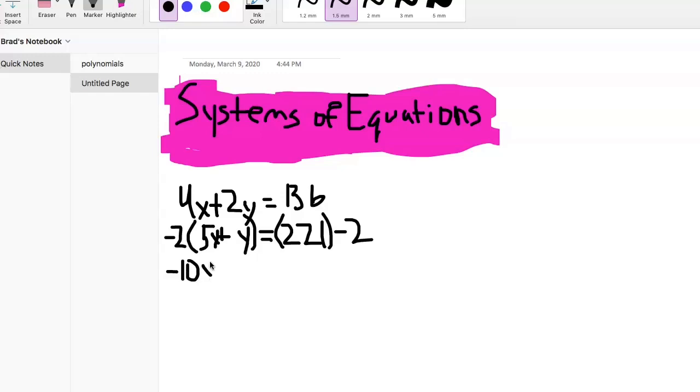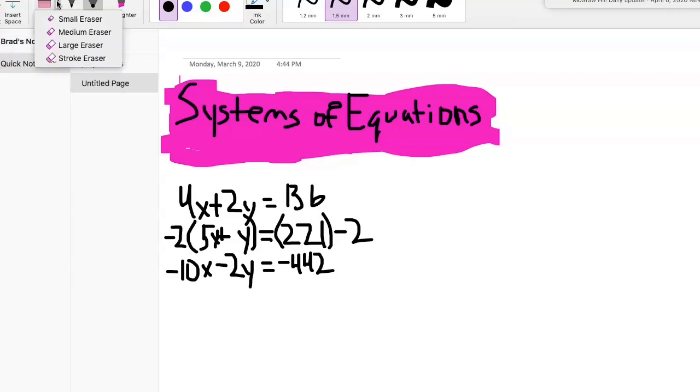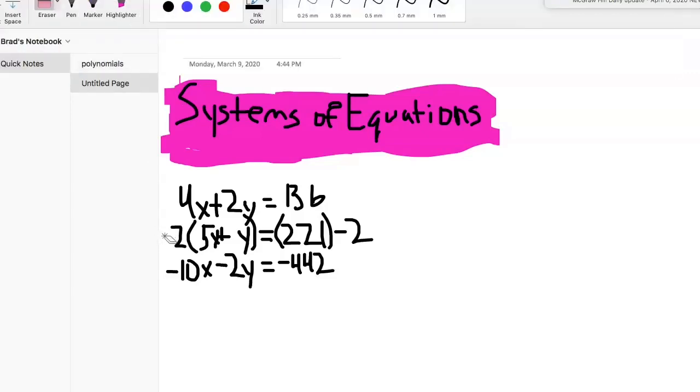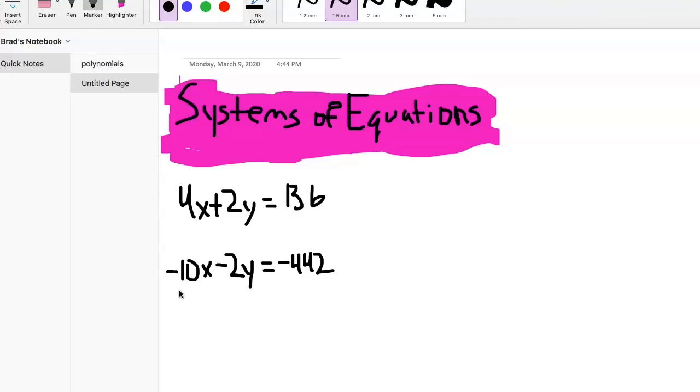So what do we have here? -10x minus 2y equals, and this is 221 times -2, which equals -442. To make this a little cleaner, I'm just going to erase the second line here. Now we have these two, and now we can combine them, which basically just means we're just going to add them.